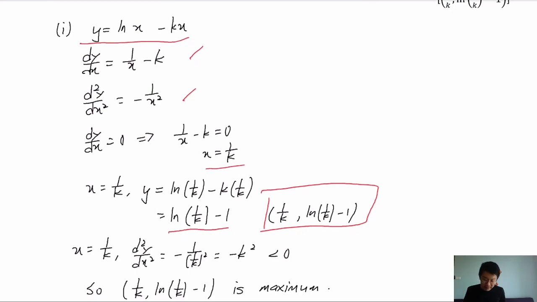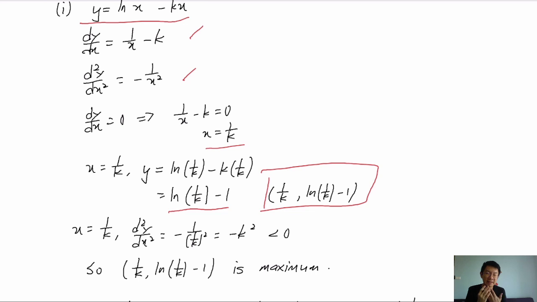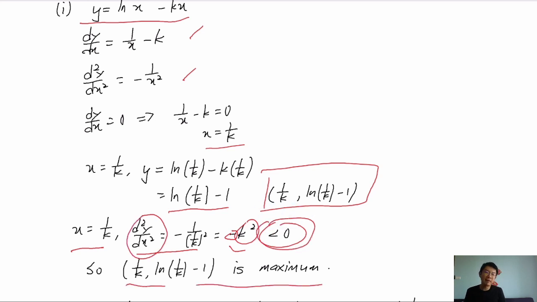Next is to identify the nature. The nature is found by substituting x into d squared y/dx squared. When we substitute x into d squared y/dx squared, we find its value in terms of k, which is negative k squared. Because k squared is positive, we have a negative k squared, so this is a negative value. If d squared y/dx squared is less than 0, this stationary point is a maximum point. So that will be our first part.